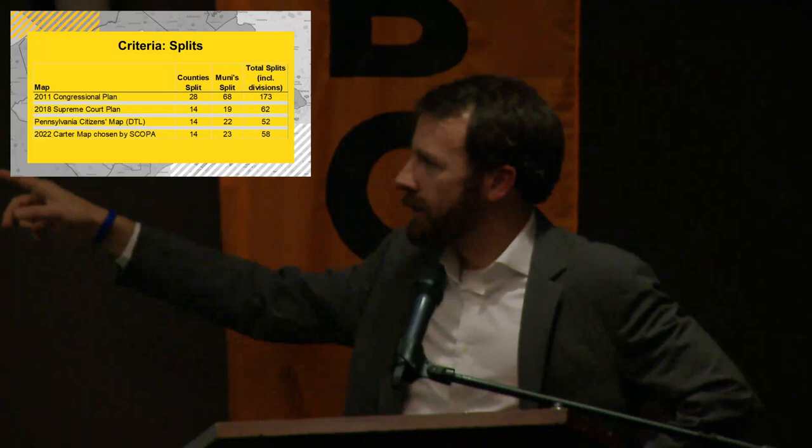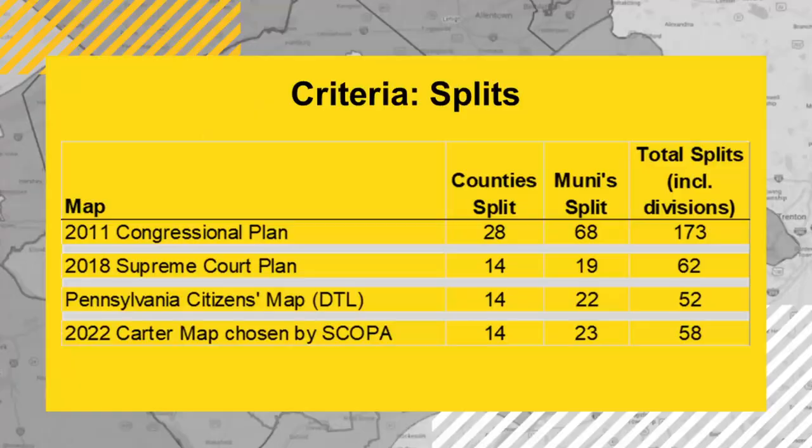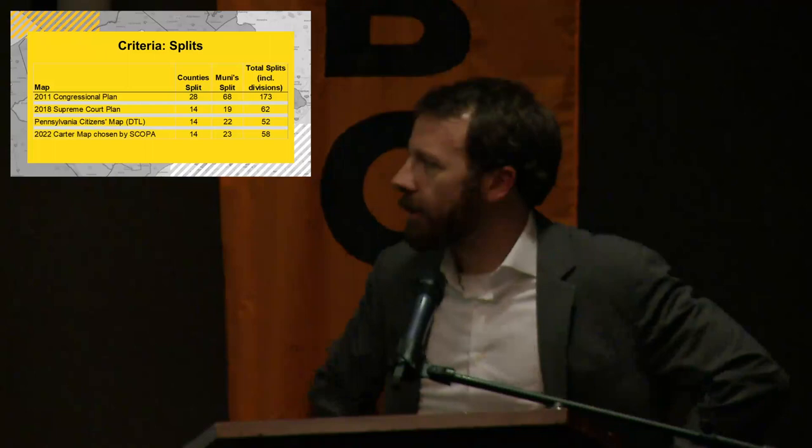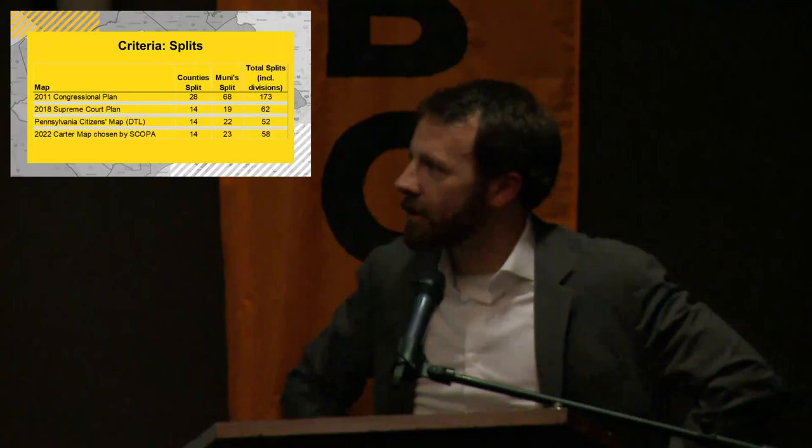And so the 2011 plan was terrible on this front. The 2018 Supreme Court plan improved. The Citizens map was a priority goal of ours because it was reflected as a goal among our mappers. And then the Carter map, you can see there. So again, I point this out just because it was such an extreme difference between that and 2011.